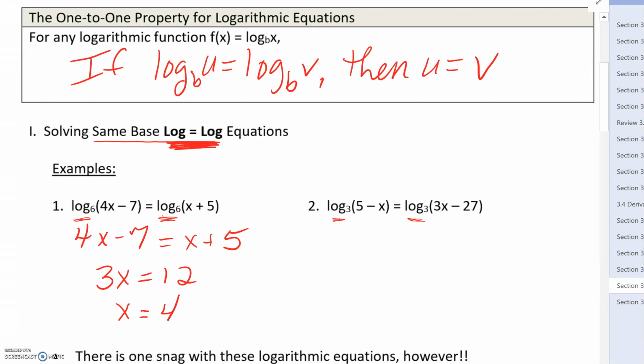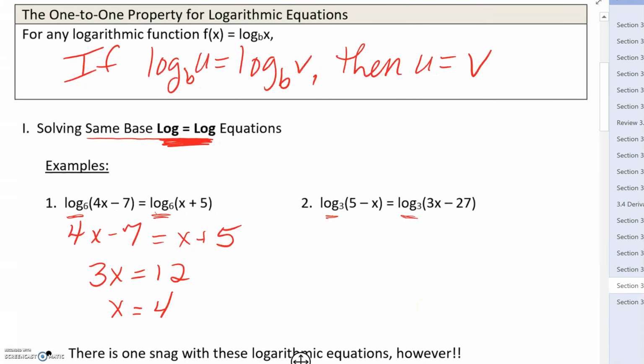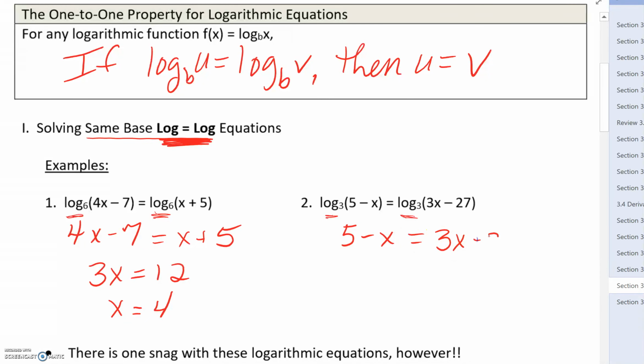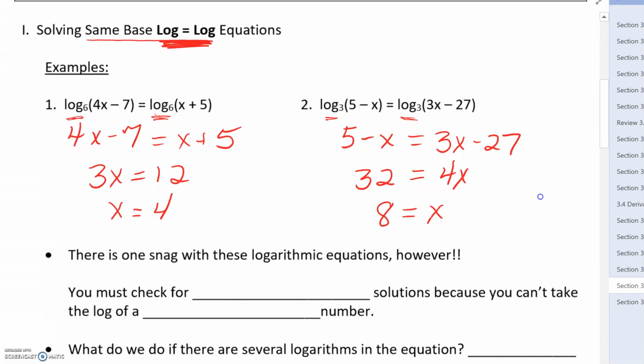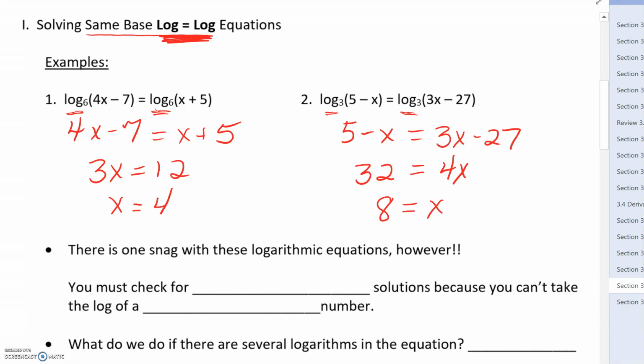Boom, easy. Same kind of deal over here. Log equals log, so we know that 5 minus x has to equal 3x minus 27. If I add x over here, that would be 4x. If I add 27 to the other side, I would get 32. And then I would get 8 is equal to x. And I seem like I'm going along just fine.